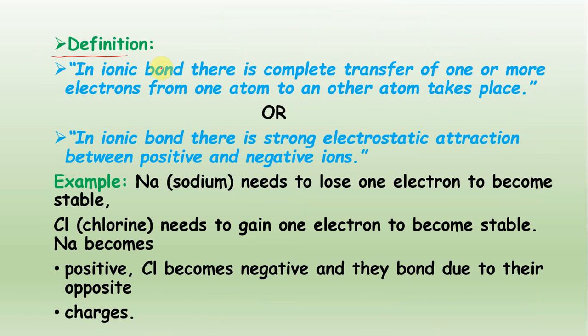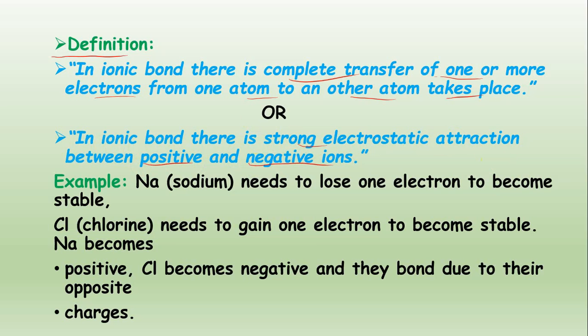What is the definition of ionic bonding? In an ionic bond, there is a complete transfer of one or more electrons from one atom to another atom. In other words, the second definition is that in an ionic bond there is a strong electrostatic attraction between positive and negative ions.